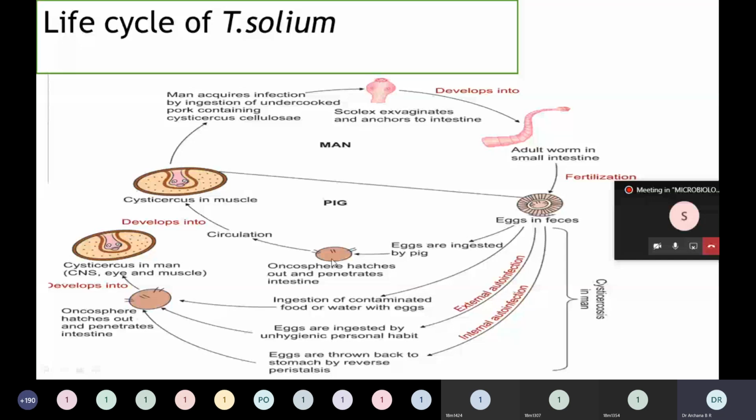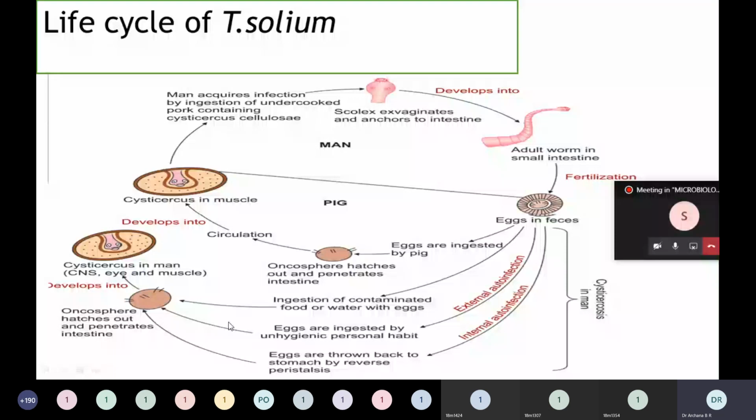Then the oncosphere hatches out and penetrates the intestine. Then it enters into the circulation, where it filters through the muscle and develops into the cysticercus in the muscle. Again, man gets the infection by ingestion of undercooked pork. But sometimes there may be internal autoinfection also, that is, eggs are propelled back by reverse peristalsis. They are thrown back into the stomach by reverse peristalsis. So that is the internal autoinfection.